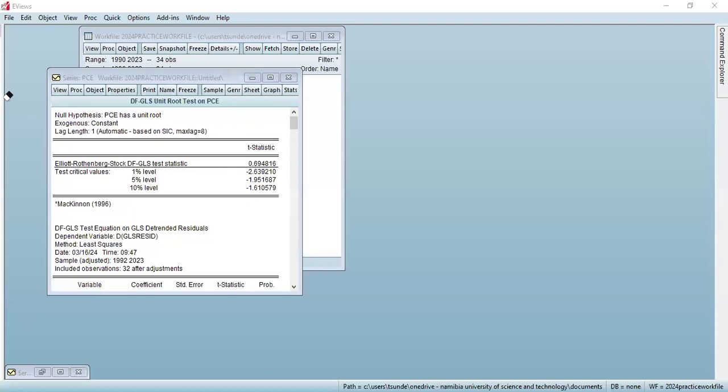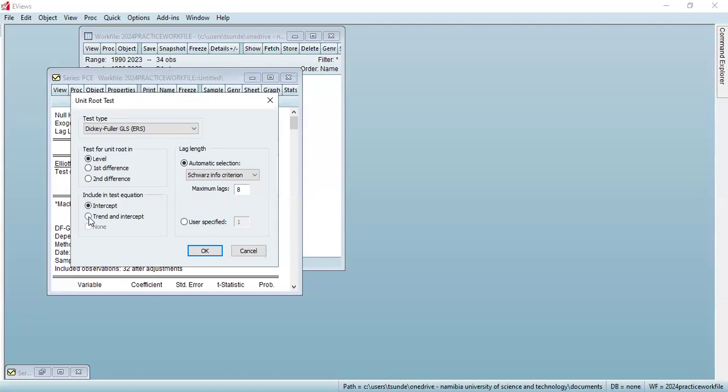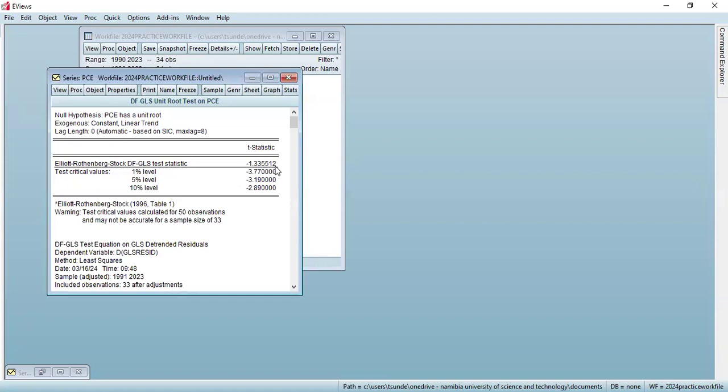Then we go to the next test. Once again, we are doing the unit root test using a model with the trend and intercept. What is it telling us? This is the calculated t-statistic, and these are the critical values. So it is still non-stationary at all three levels. Non-stationary, that is very, very correct. Then we go to the next test.